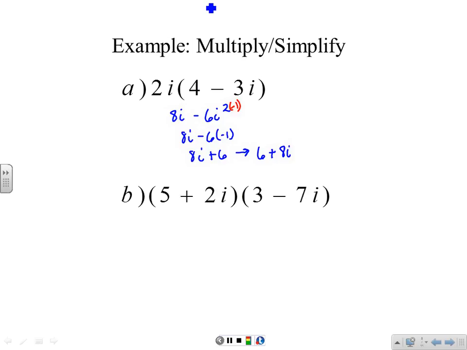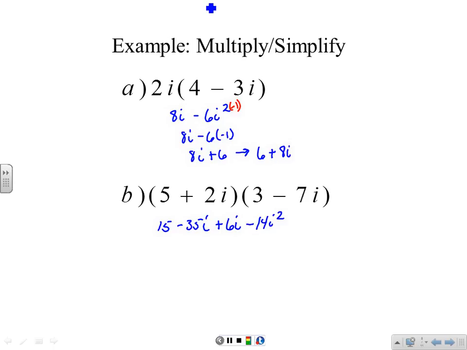Alright, what about a binomial times a binomial? That's the full method. So you're going to take the 5 and multiply it through that second group. So 5 times 3 is going to be 15, and 5 times -7i is going to be -35i. And then you're going to take the 2i and multiply it times that second group. So 2i times 3 is going to be 6i, and then 2i times -7i is going to be -14i squared.